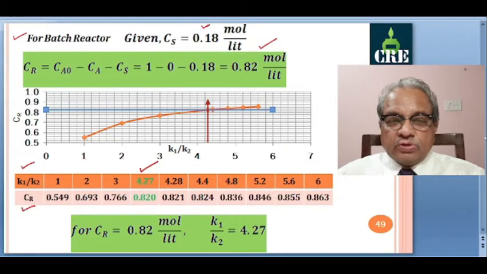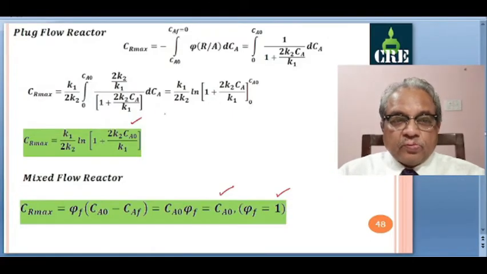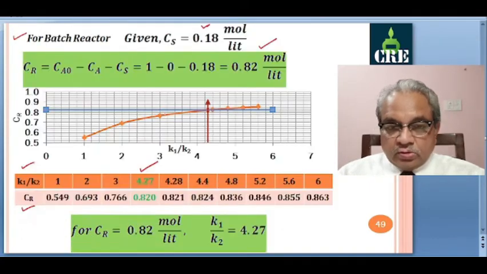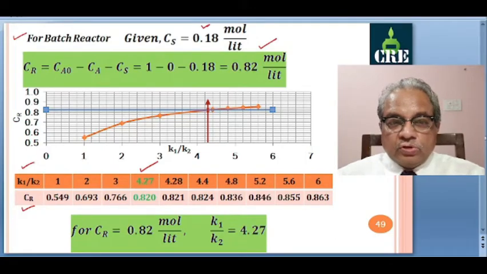Similarly, if you plot this equation, substituting different values of K1 by K2 and finding out Cr, this is from the equation of the plug flow reactor. And why are we using the plug flow reactor equation for a batch reactor? Because the plug flow reactor model and the batch reactor model are the same. The only difference is that there we define batch time t and here we have space time tau. So the same model can be used for the batch reactor.